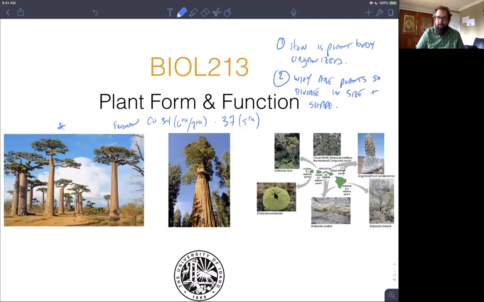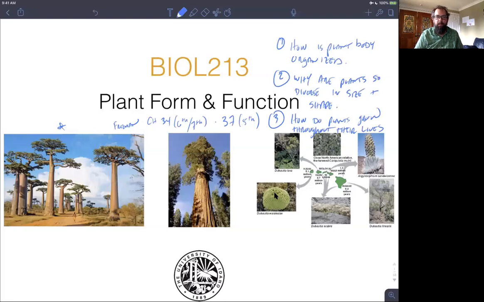And then the third question is about how plants grow. How do plants grow throughout their lives? So these are our three questions that we're going to try and focus on throughout this section.